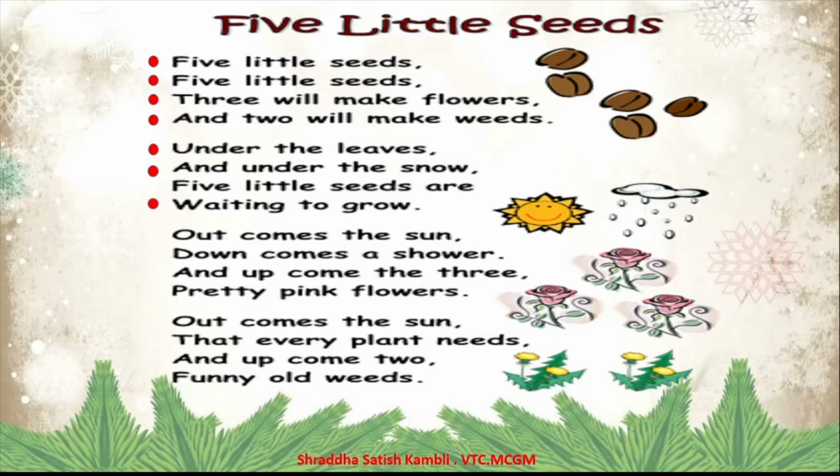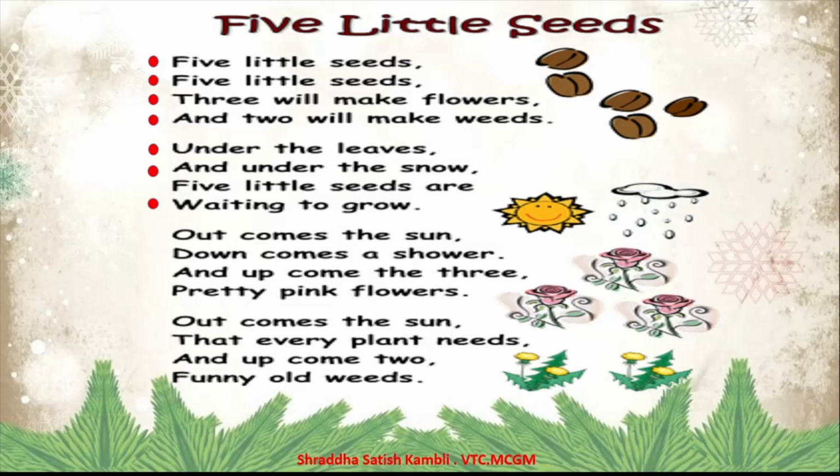So under the leaves during the summer season and under the snow during the winter season, these 5 little seeds are waiting to grow. They are just waiting for the snow to go away so that they can grow. So what are they waiting for? They're waiting for the snow to go away and they are also waiting for the sun and the rain. Seeds to grow, plants, what do they need? They need water and they need sunshine. So where do they get water from? They get water from the rain and they get sunshine from the sun.